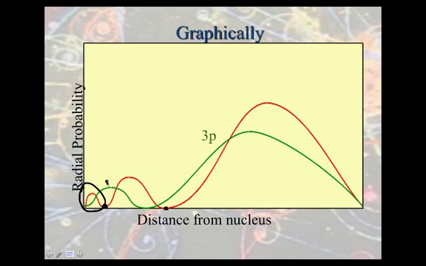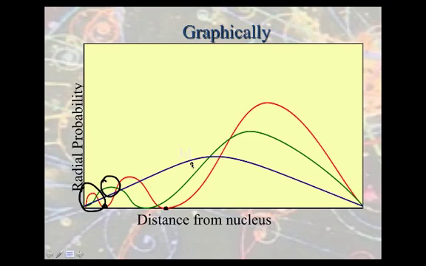Here's where our peak would be for a p orbital. And then for a d orbital, it's way back here. So penetration refers to how close the electrons can get to the nucleus. It's much closer in the s and in the p than it is for the d.